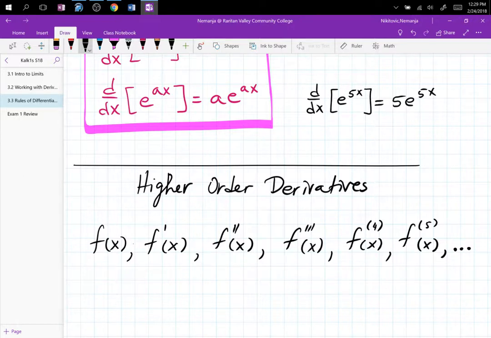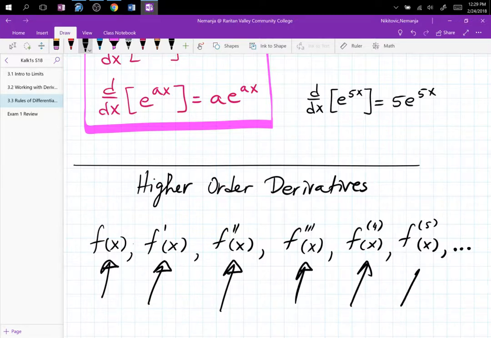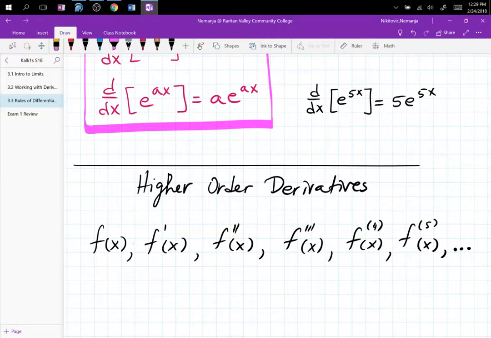They can go as far as you want. I've never seen past the fourth derivative in application, but, you know, maybe you will figure something out as a researcher at one point that uses 16 derivatives, right? I don't know. So, original function, first derivative, second, third, fourth, fifth. Now, each of the derivatives is the first derivative of the previous derivative.